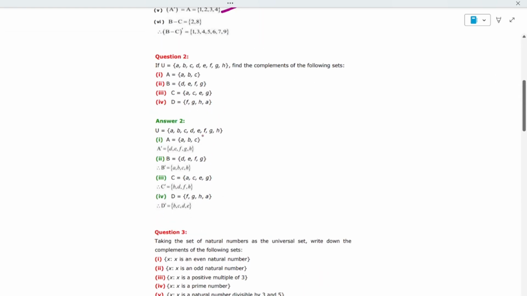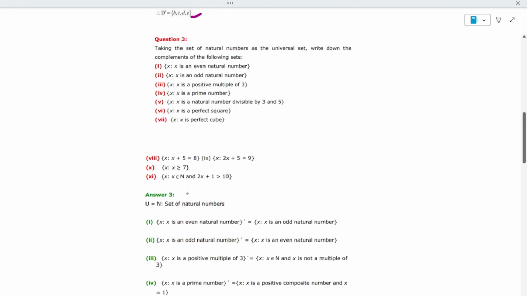They have asked us to find the complements. We have to find A bar, B bar, C bar and D bar. Same as before, they have given one universal set. You delete A, B, C, you will get D, E, F, G, H. Here you delete D, E, F, G, you will get A, B, C, H. Here you delete A, C, E, G, you will get B, D, F, H. Here also delete F, G, H, A, you will get B, C, D, E.